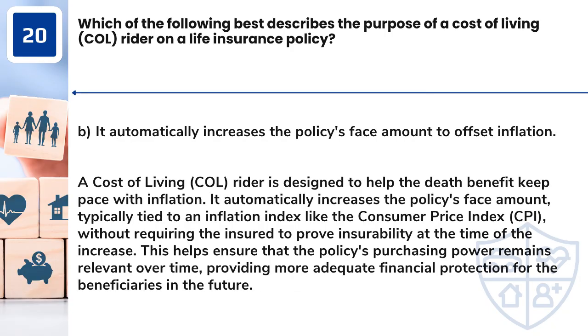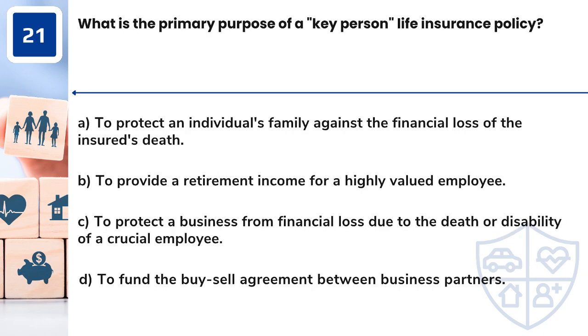Answer: B. It automatically increases the policy's face amount to offset inflation. A cost of living, COL, rider is designed to help the death benefit keep pace with inflation. It automatically increases the policy's face amount, typically tied to an inflation index like the Consumer Price Index, CPI, without requiring the insured to prove insurability at the time of the increase. This helps ensure that the policy's purchasing power remains relevant over time, providing more adequate financial protection for the beneficiaries in the future.